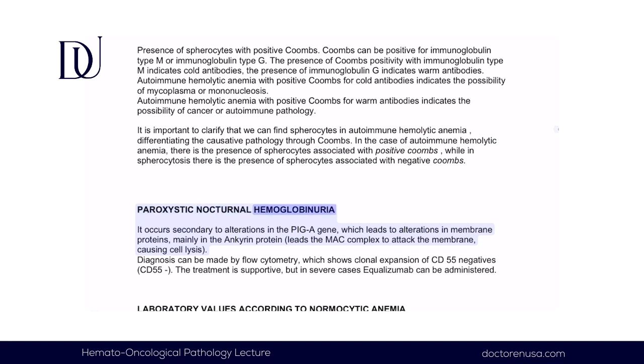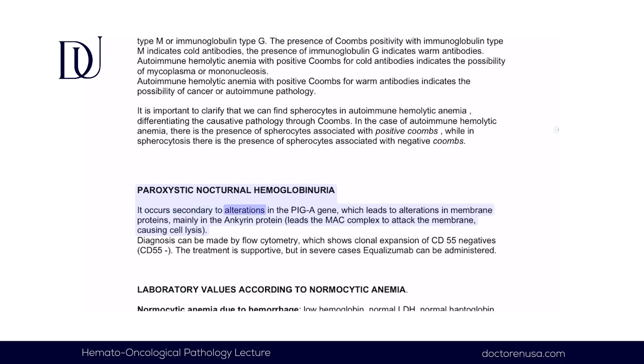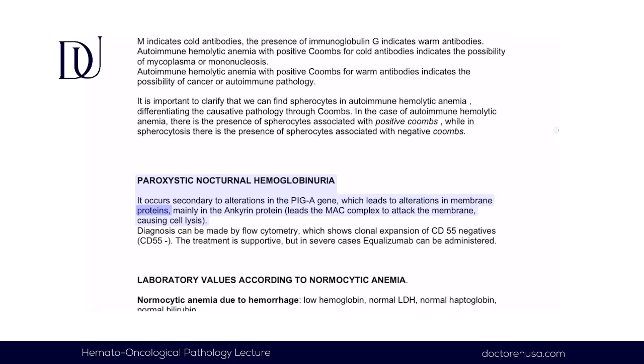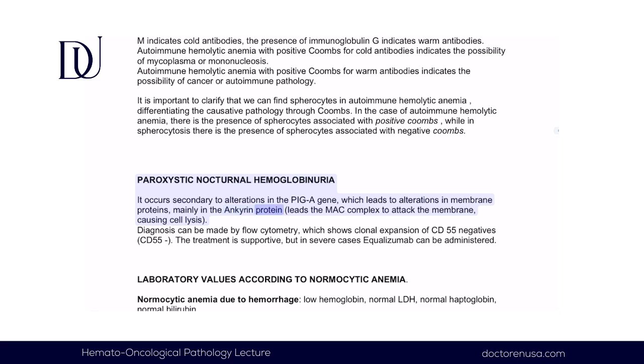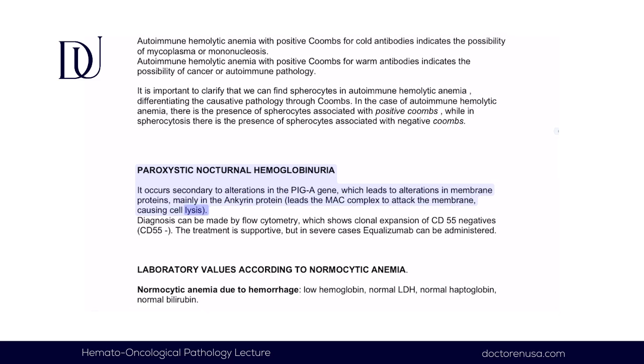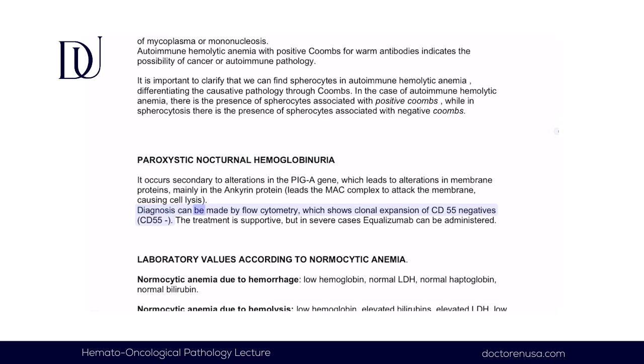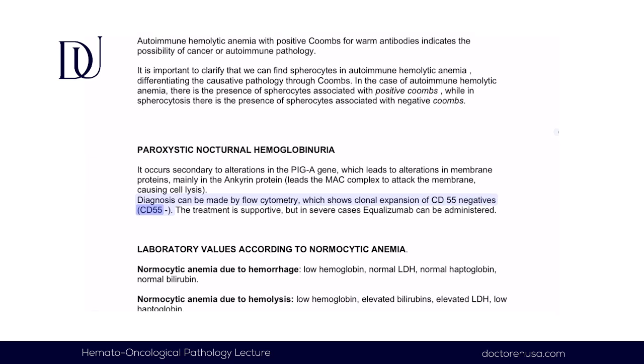Paroxysmal nocturnal hemoglobinuria occurs secondary to alterations in the PIGA gene, which leads to alterations in membrane proteins, mainly the ankyrin protein, leading the MAC complex to attack the membrane, causing cell lysis. Diagnosis can be made by flow cytometry, which shows clonal expansion of CD55 negative cells. The treatment is supportive, but in severe cases eculizumab can be administered.